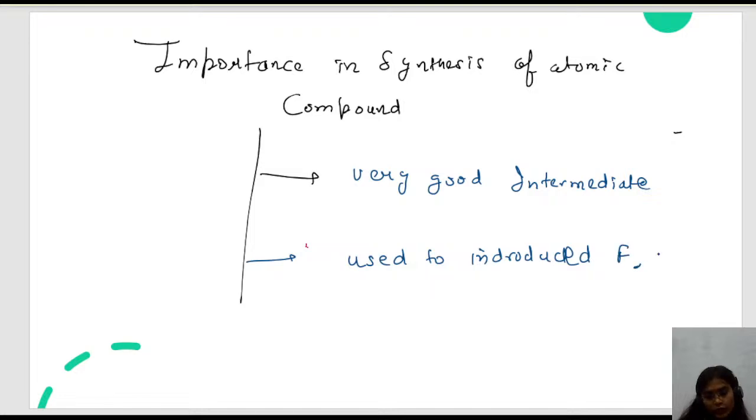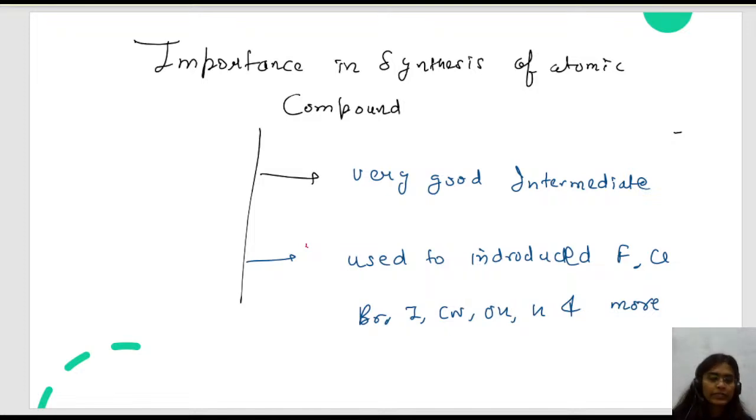Like you can use fluorine, chlorine, even bromine, even iodine. You can use cyanide, you can use OH group, and you can use H and many more groups. Any group you want to insert, just go for that. So that's it. This is a plus point about the intermediate. And I guess this is all for the diazonium chloride part or BDC part here.